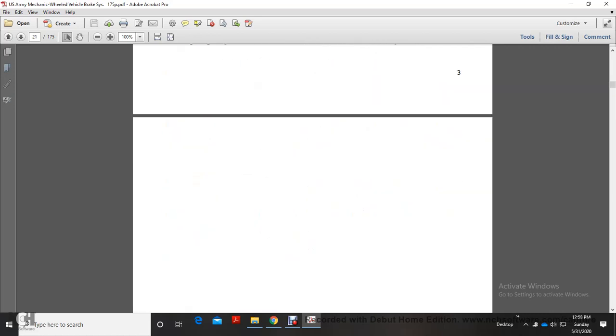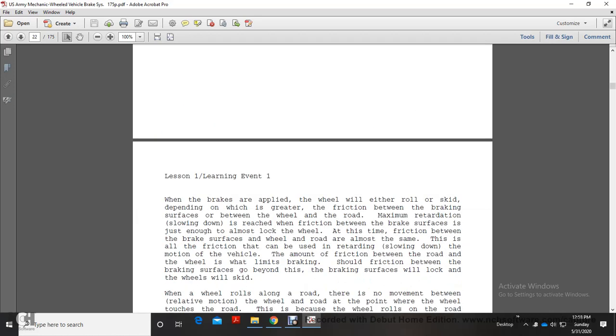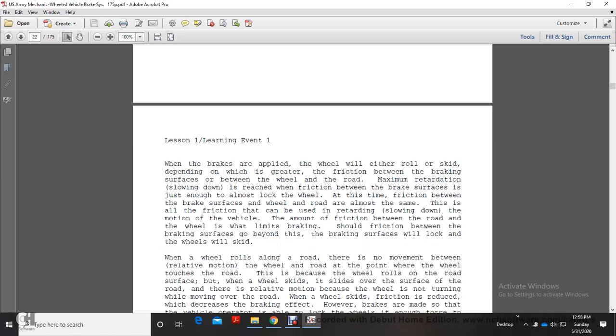When brakes are applied, the wheel will either lock and skid or continue to roll, depending on which is greater: the friction between the braking surfaces, or the friction between the wheel and the road. The maximum retardation, or slowing down, is reached when the friction between the brake surfaces is just enough to allow the wheel to lock. At this time, the friction between the brake surface and the wheel, and between the wheel and the road, is almost the same. This is also the friction that can be used for retarding, or slowing down, the motion of the vehicle. The amount of friction between the road and the vehicle is limited.